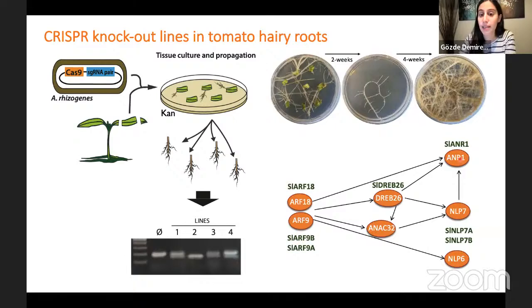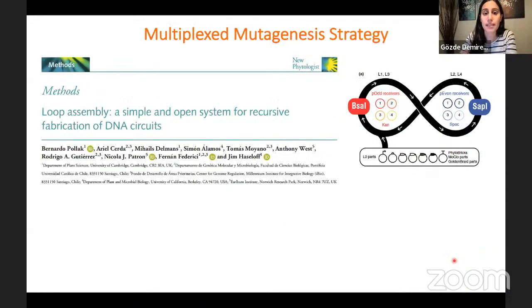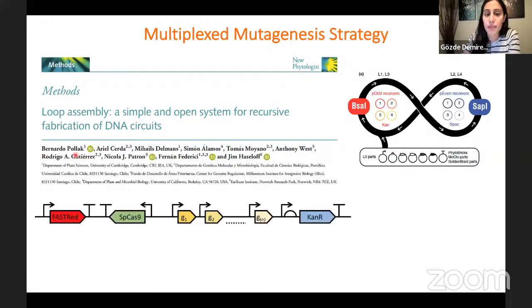So you can see we have 7 transcription factors. We had constructs that contained 21 guide RNAs in some cases. And how we do such complex editing and cloning is using this multiplex mutagenesis strategy that was developed by Pollak et al. This is called Loop assembly. It's a way of cloning very large vectors with a lot of different parts. If you look at it, it has the region where you have the guide RNAs, Cas9, resistance, and some selection as well. So technically, it gives you a way of doing a limitless amount of insertions.